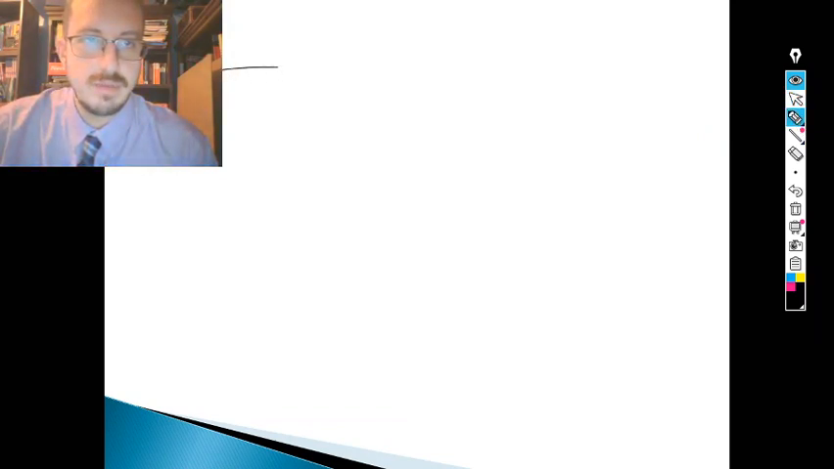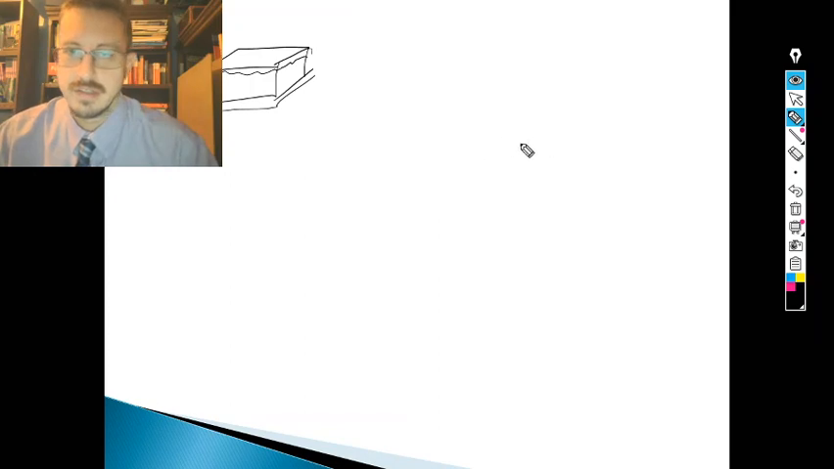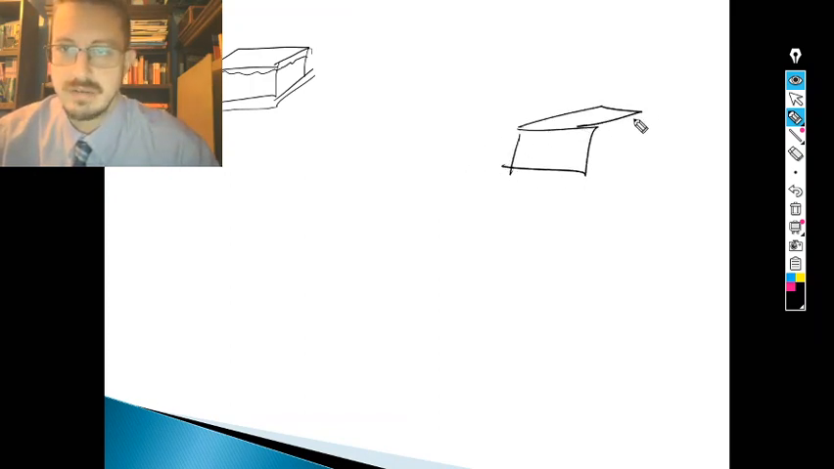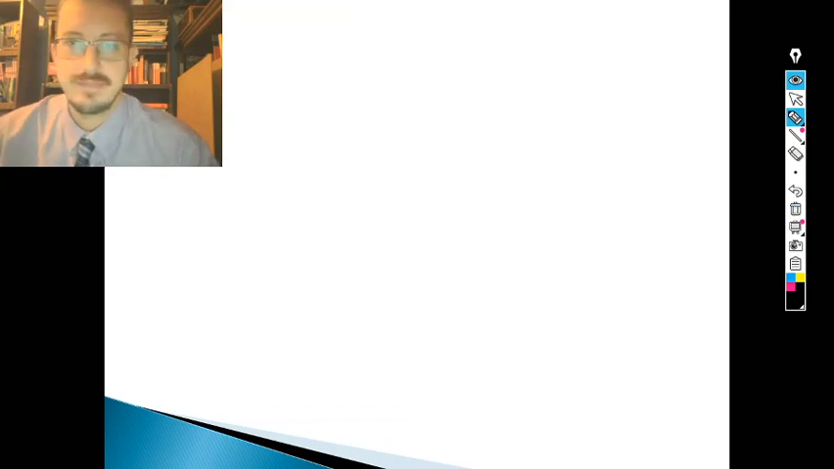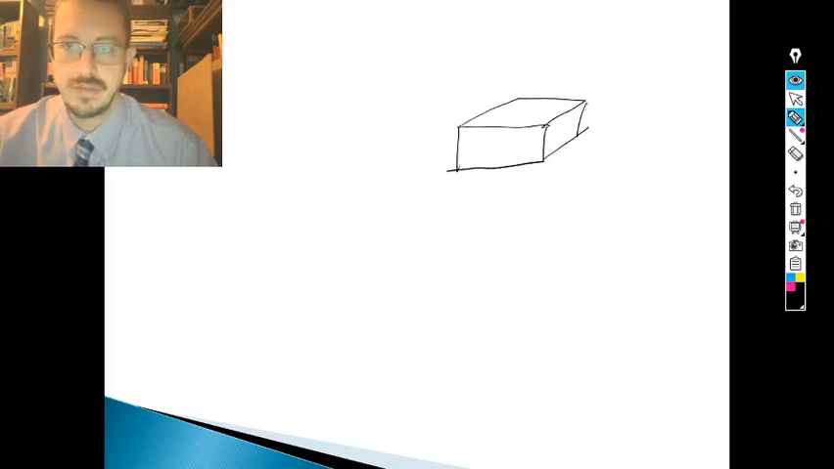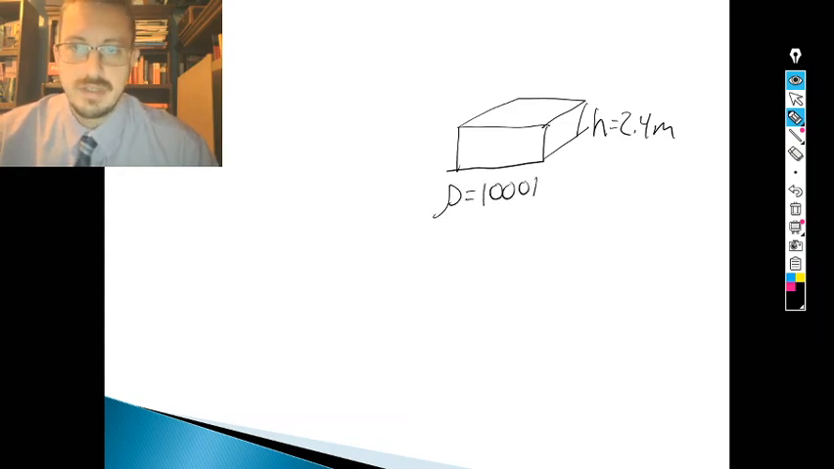So again, we've got our swimming pool, which I will approximate as this rectangular prism. There's a shallow end and a deep end, and the deep end has a height of 2.4 meters. I just realized that I'm probably drawing where my face is. Got this pool over here, and it's got a height of 2.4 meters in the deep end. The density of water is 1,000 kilograms per cubic meter.